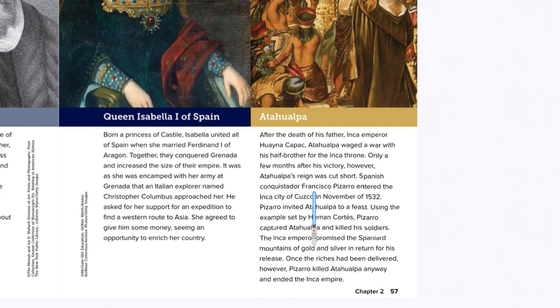Spanish conquistador Francisco Pizarro entered the Inca city of Cusco in November of 1532. Pizarro invited Atahualpa to a feast. Using the example set by Hernan Cortés, Pizarro captured Atahualpa and killed his soldiers. The Inca emperor promised the Spaniard mountains of gold and silver in return for his release. Once the riches had been delivered, however, Pizarro killed Atahualpa anyway and ended the Inca Empire.